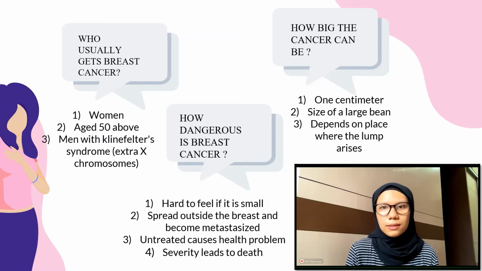Breast cancer can often start out small, but as it grows, it can spread throughout the breast or to other parts of the body. This can cause serious health problems and death. Breast cancer can also spread outside the breast through blood vessels and lymph vessels. When it has spread, the breast cancer is said to be metastasized.